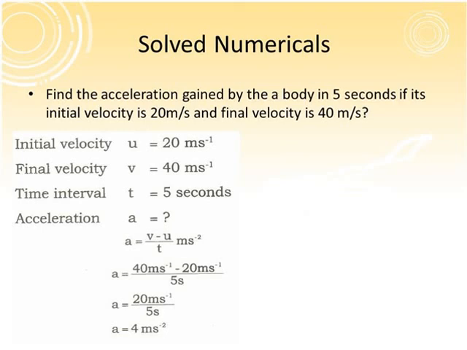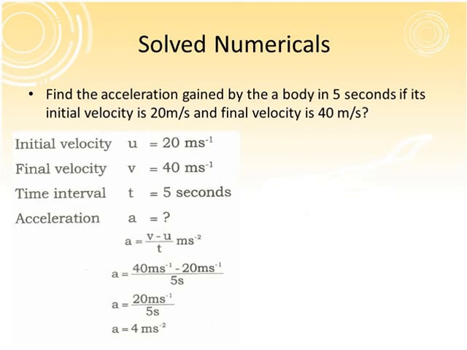The question is, find the acceleration gained by the body in 5 seconds if its initial velocity is 20 meters per second and final velocity is 40 meters per second. We have to find the acceleration. Now if you see the data given in this question, the time is given, which is 5 seconds. Initial velocity means the starting velocity of a body, it is 20 meters per second, and final velocity of a body is 40 meters per second.